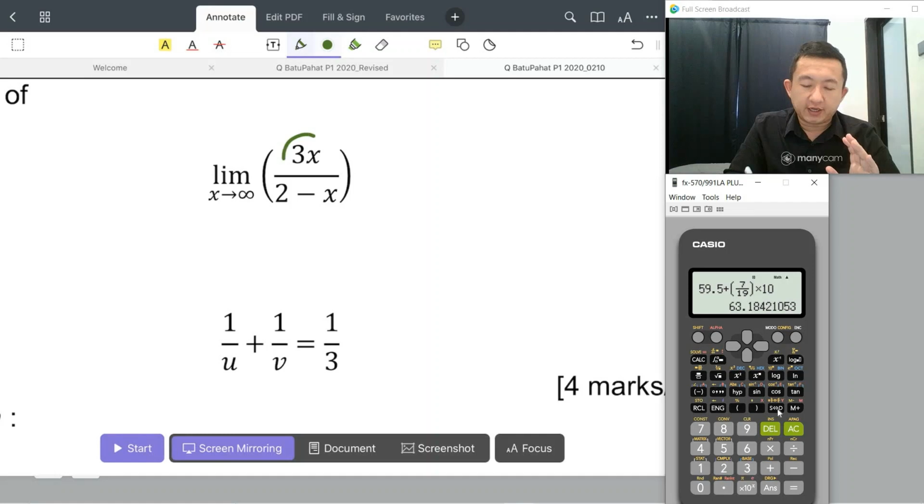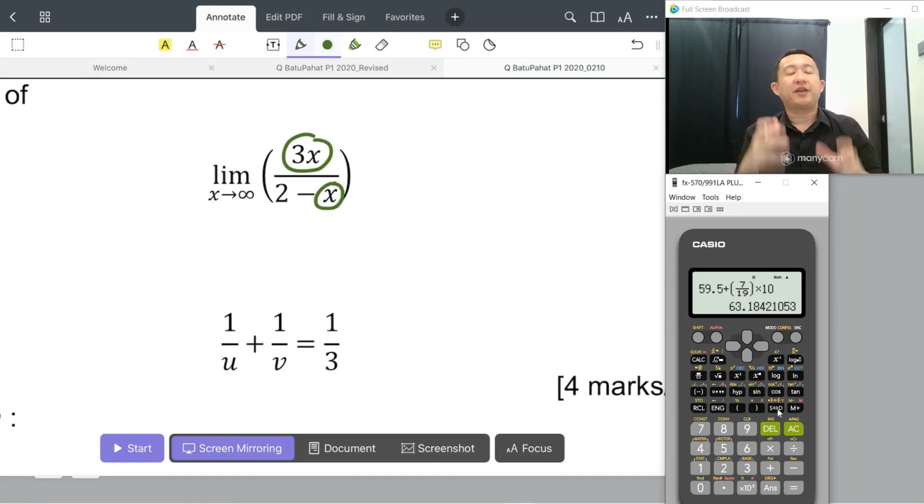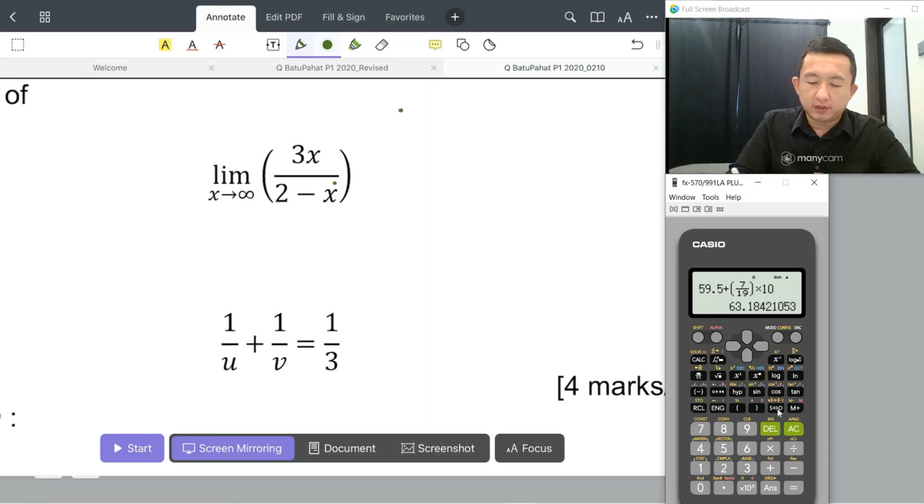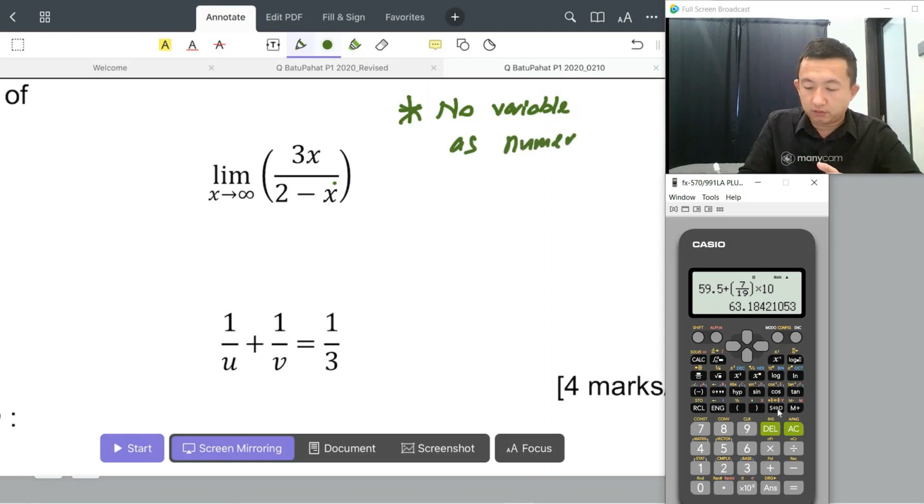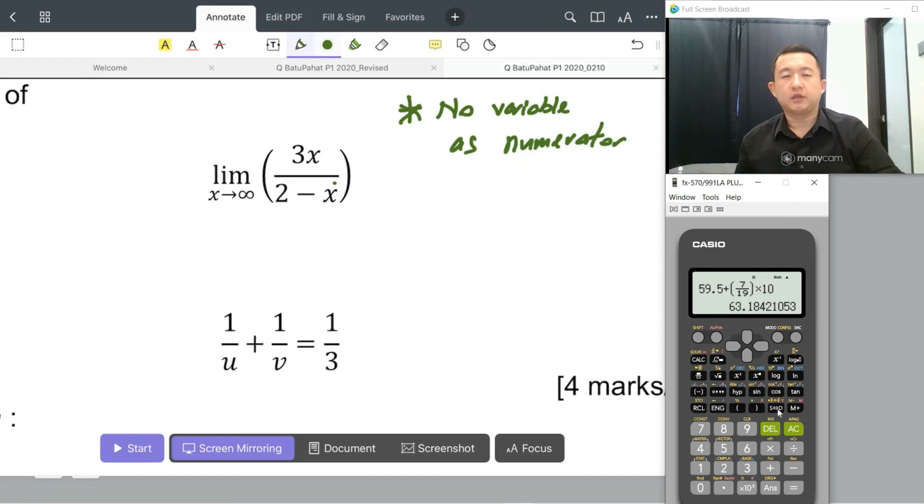Okay, so now you have a look. Here 3x, here 2 minus x. You have a variable in the numerator and also the denominator. So when you have 3 multiplied by infinity, no, we don't want this. So what I need you to remember when you have this: no variable as numerator when you have x to be replaced by infinity, only for infinity. In a simple way, I just do not want to have a variable on the top of the fraction. No, we don't want that.